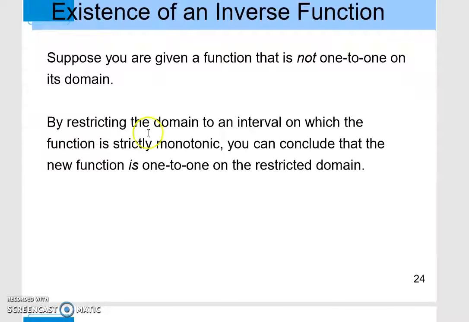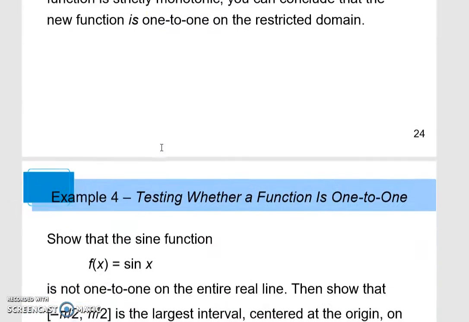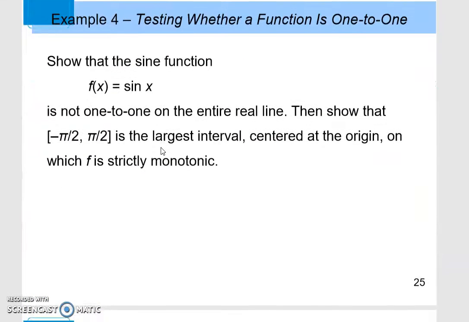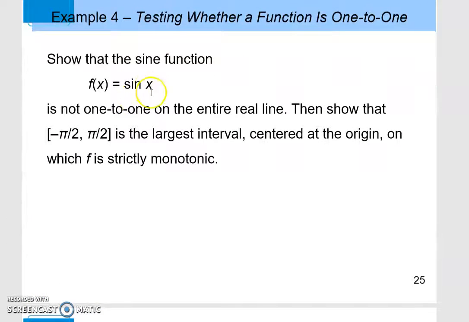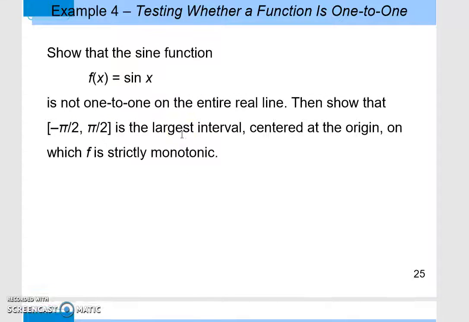Okay, so suppose we're given a function that is not one-to-one on its domain. If it's not one-to-one originally, we can always restrict the domain to make it one-to-one, or to make it strictly monotonic. Okay. So show that the sine function f of x equals sine x is not one-to-one on the entire real line. Then show that the interval from minus pi over 2 to pi over 2 is the largest interval centered at the origin on which f is strictly monotonic.